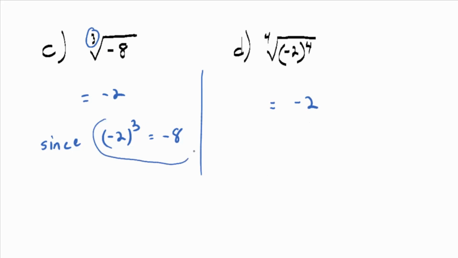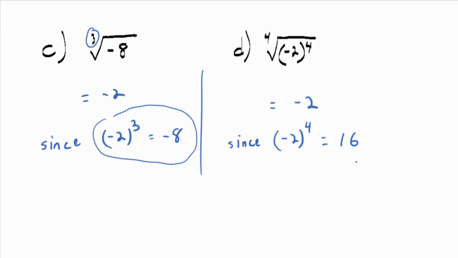Using this sort of justification, what statement has to be true? It would have to be negative 2 to what power? Since negative 2 to the 4th power equals 16. Yeah. Okay, it's true, right? That statement is true, right?